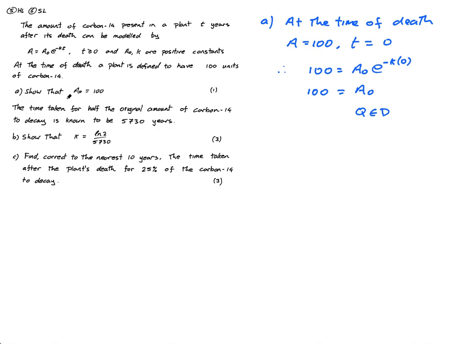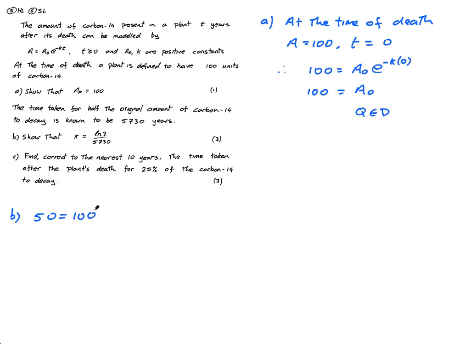Next question. The time taken for half the original amount of carbon-14 to decay is known to be 5,730 years. Show that K equals ln of 2 over this. Okay, so the time taken for half the original amount. If the original amount is 100, what is half the original amount? I'll call this B. Half the original amount is obviously 50.